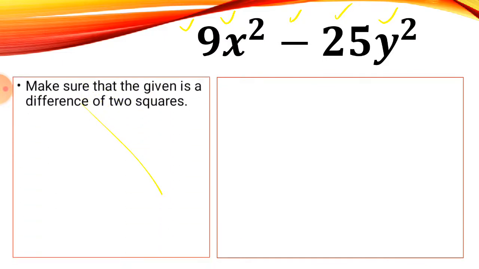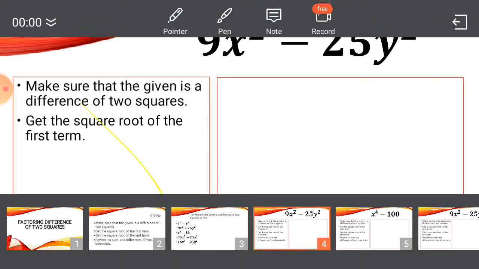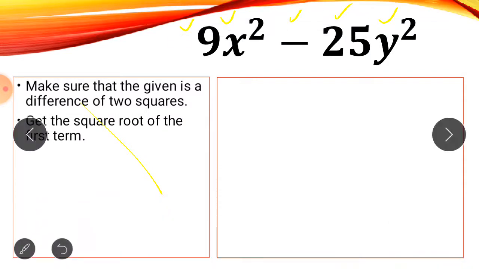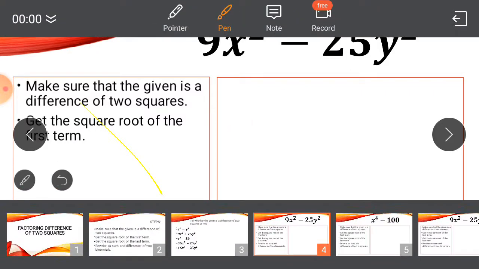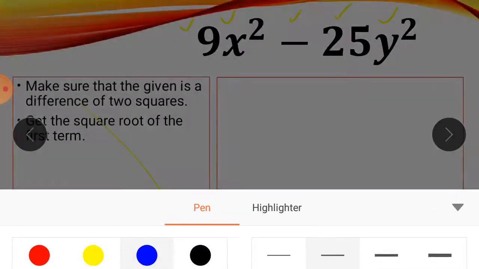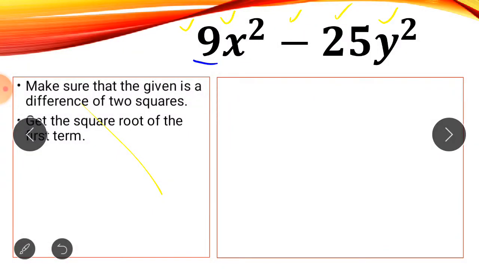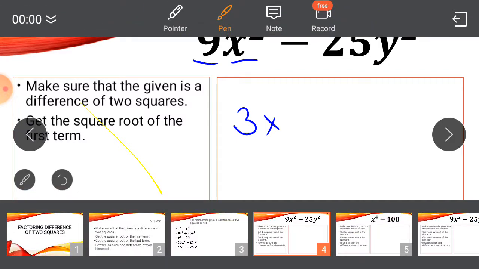Okay, so let's follow the steps. Step number 1, check. This is a difference of two squares. Then get the square root of the first term. The square root of 9 is 3. Okay, let's change the color. Let's use blue. Square root of 9 is 3. Square root of x squared is x. 3 times 3, 9. x times x, x squared. So that is the first step.